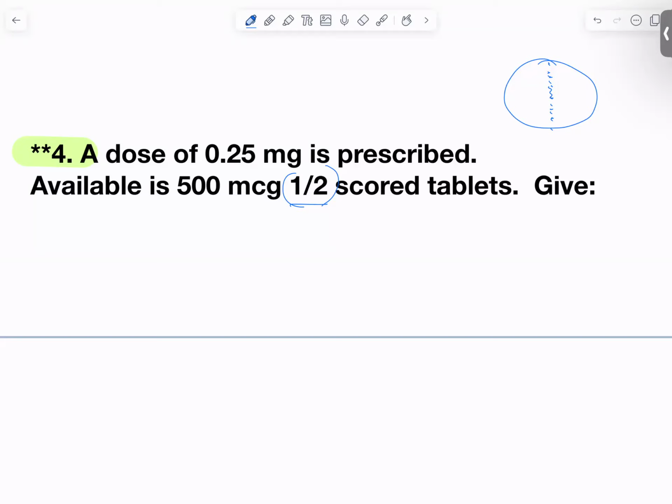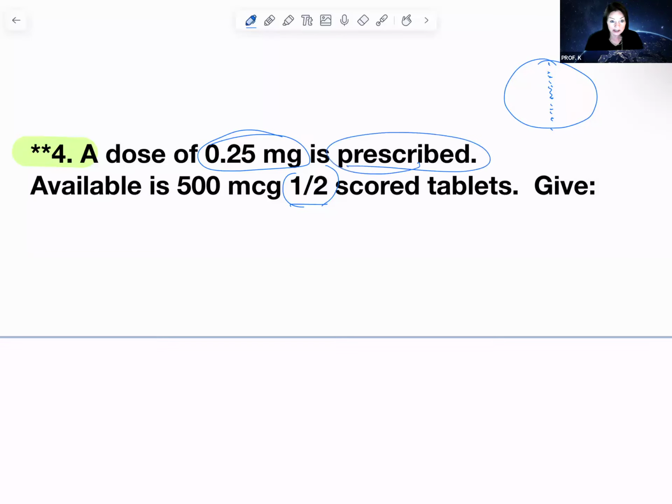All right, let's do it. Josh, nope, we're gonna do it together. Let's go. So what's my given? My given is my doctor order. And he said a dose of 0.25 milligrams is prescribed. The word prescribed means ordered, right? So I'm starting with the doctor's order, 0.25 milligrams.